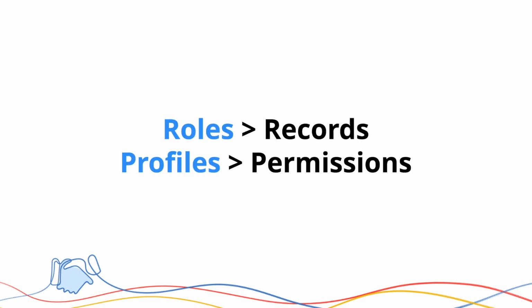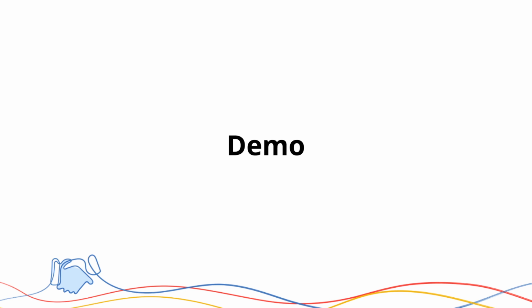An easy way to remember this, because they do get confusing sometimes as to which is which: roles control what records you can view, and profiles control what permissions a user has. So roles, records; profiles, permissions. Let me show you how this looks, and we're going to set up a new role and a new profile for Ron's junior salesmen.